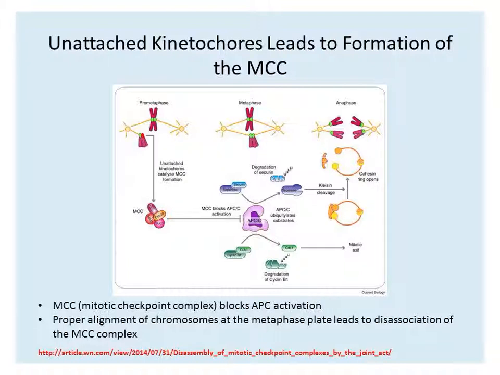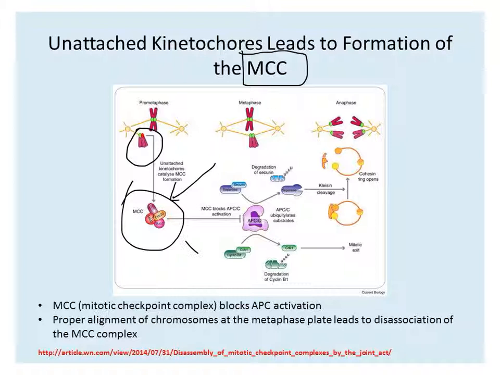Unattached chromosomes, or kinetochores, lead to formation of an important complex called the MCC. The MCC stands for mitotic checkpoint complex, and the activity of this complex that forms on these unattached chromosomes actually blocks APC activity. So in this particular diagram, this chromosome is unaligned, and that leads to formation of this complex. This complex has a few what are known as kinetochore proteins and checkpoint proteins, and it's BUBR1, BUB3, MAD2, and CDC20, which you can see here.